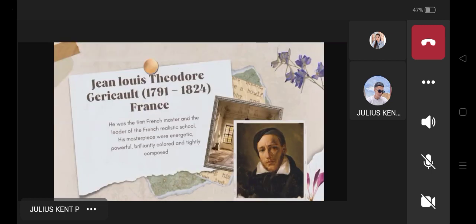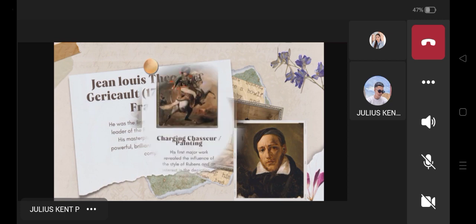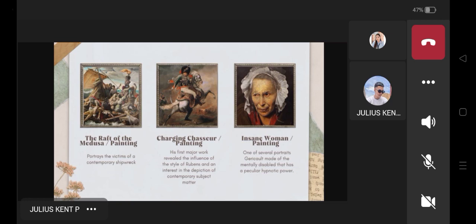First is Jean-Louis Jericho. He was the first French master and the leader of the French realistic school. His masterpieces were energetic, powerful, brilliantly colored, and tightly composed. So, si Jean-Louis ay pinanganak noong September 26, 1791 in Rouen, France. Tapos, namatay siya noong January 26, 1824 sa Paris, France. Yan. Tapos, ito yung mga kanyang famous na ginawang artwork, mga paintings.